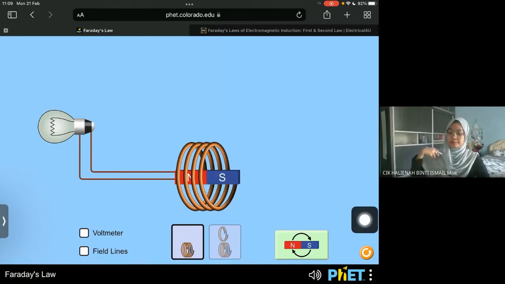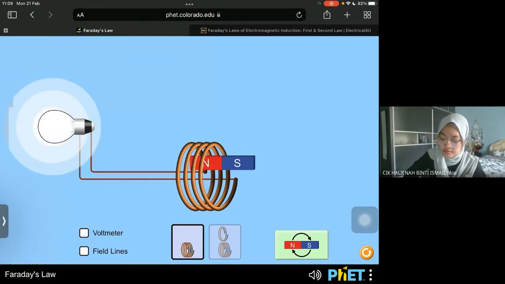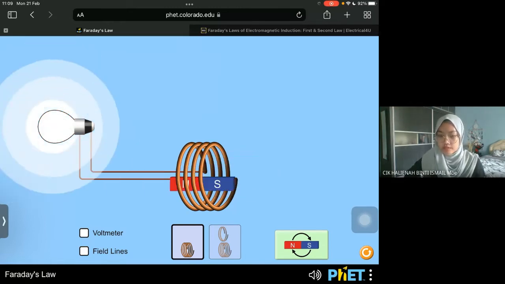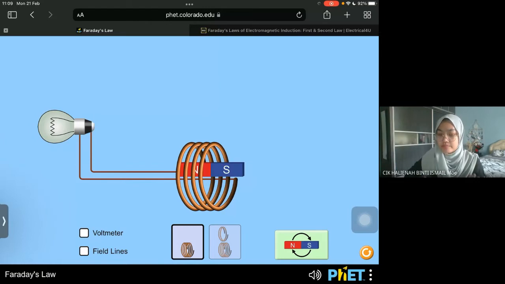So from here, dia dapat concludekan bahawa apabila kita gerakkan magnet berdekatan dengan coil, barulah akan ada electricity, barulah kita boleh produce electricity. So the key here is the magnet must keep on moving. Kalau dia berhenti je, there's no electricity.